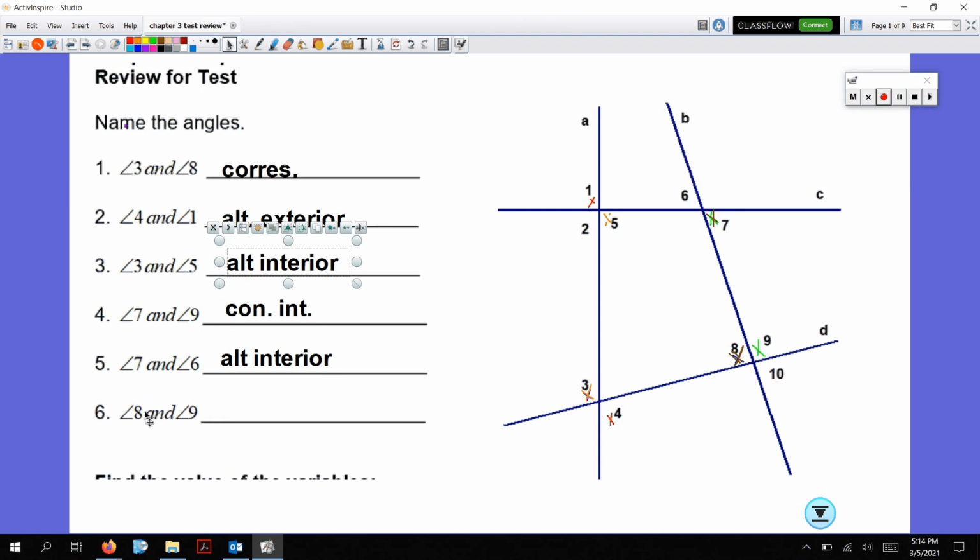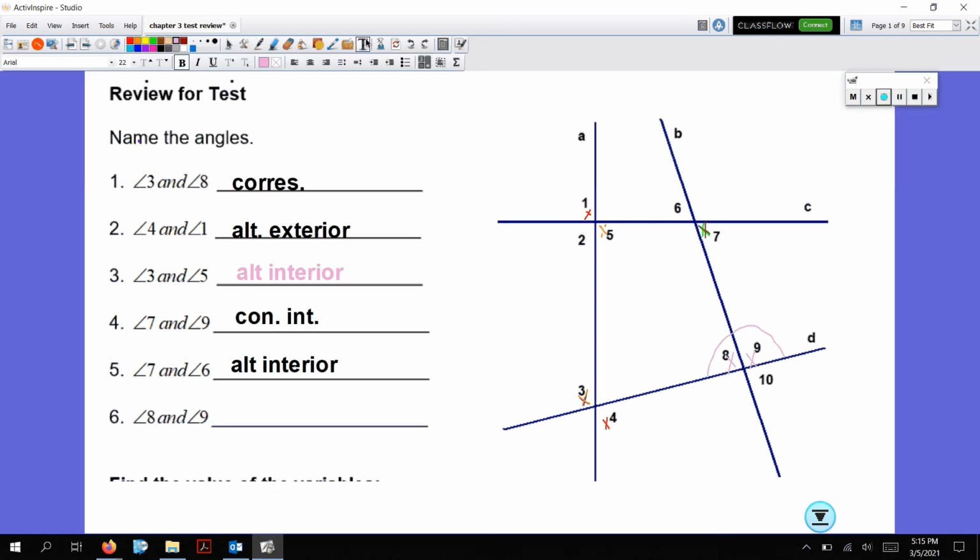All right, last one. 8 and 9. I'm just going to erase my marks here. 8 and 9. They are a linear pair.